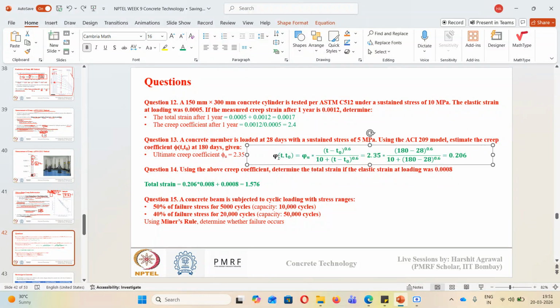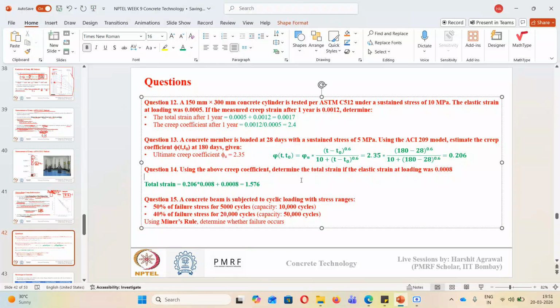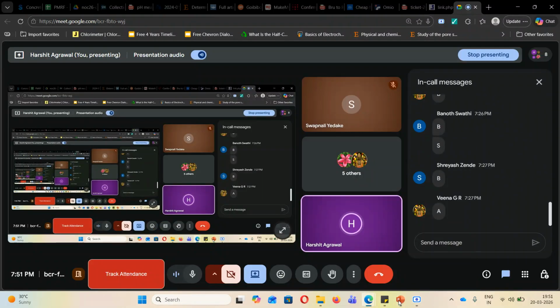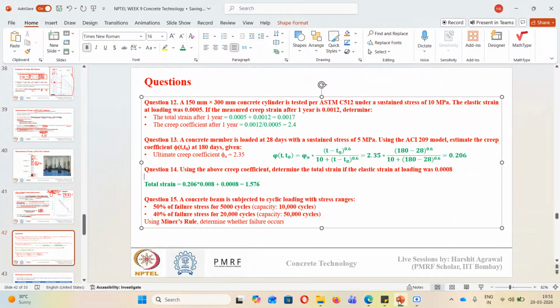I hope everyone is clear with how we are solving these numericals. Any doubt in the numericals that we are discussing on this slide?